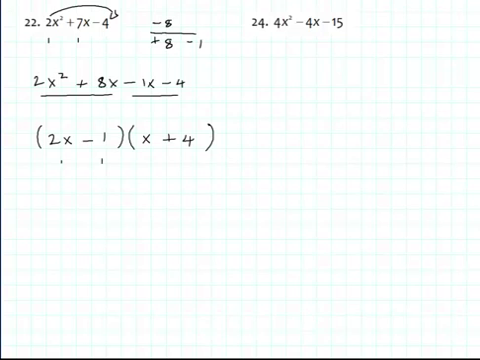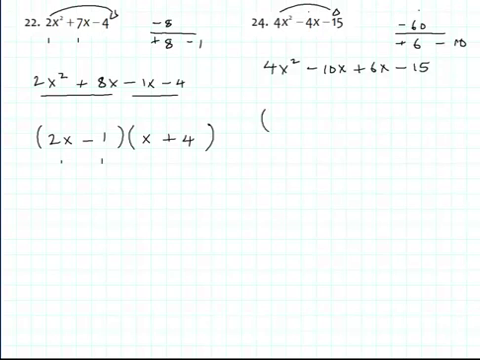Another problem. 4x squared requires that I do the AC method. 4 times negative 15 is negative 60. Since it's a negative 60, I know the signs have to be different. I need to get a negative 60 when I multiply, but this negative 4 here in the middle when I add them. So I'm thinking negative 10, positive 6. So I'll split the middle: 4x squared minus the 10x plus 6x minus 15.